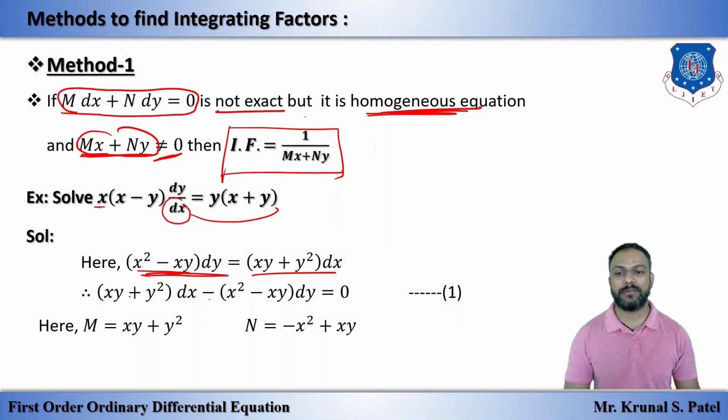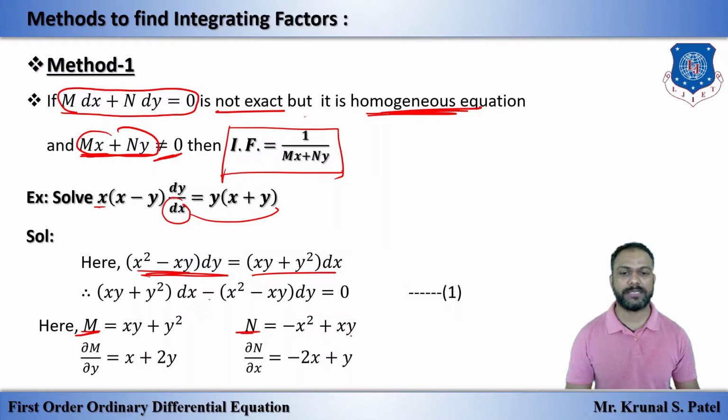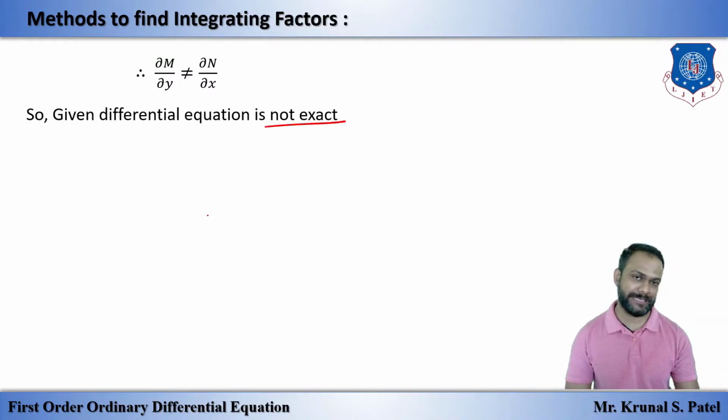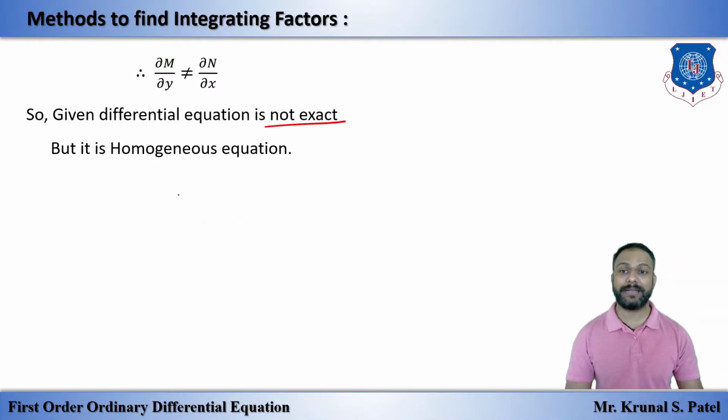Now we know what to do: we have to differentiate M partially with respect to y, so we have x and 2y, and differentiate N partially with respect to x, so we have 2x plus y. You can see both are not equal, so del M by del y is not equal to del N by del x, therefore the given differential equation is not exact. Now it is not exact, but it is a homogeneous differential equation.